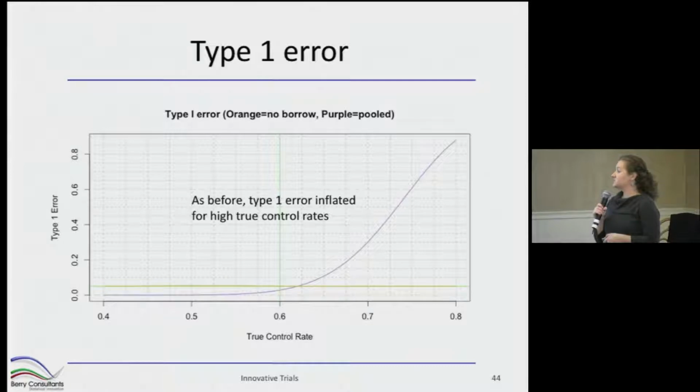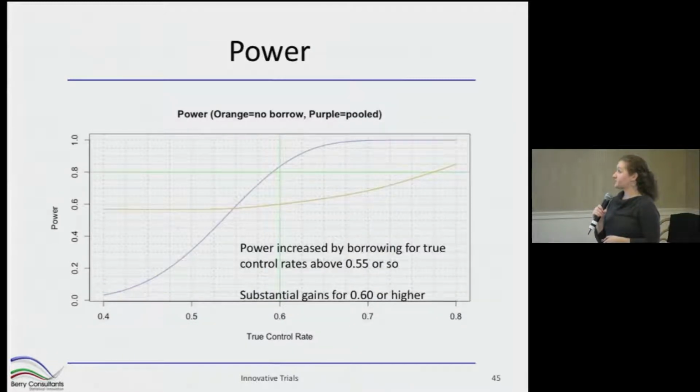But as the truth starts to differ from what we saw in that historical data, we again start to see this inflation of our type 1 error. So what happens to the borrowing? Here, again, there's a reference line at 60%. The purple line is what happens if we pool the data together. So we take those 72 patients from our previous trial, we add them in with our new patients. What we see is that power starts to increase when we do the borrowing as compared to a randomized trial that doesn't do the borrowing.